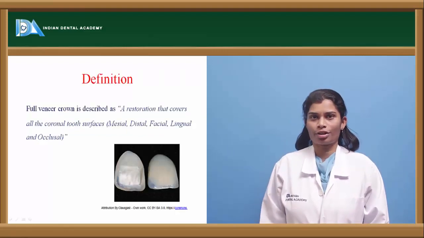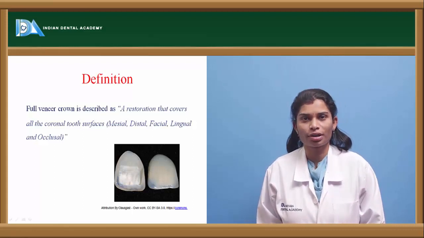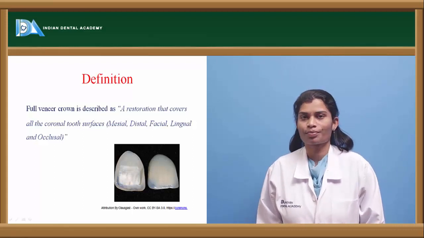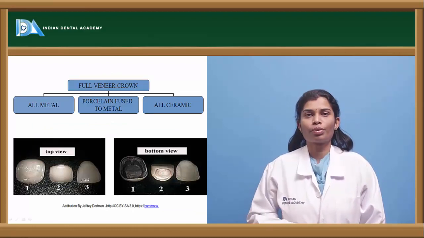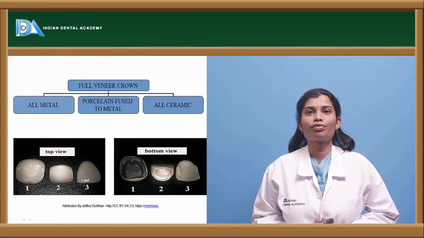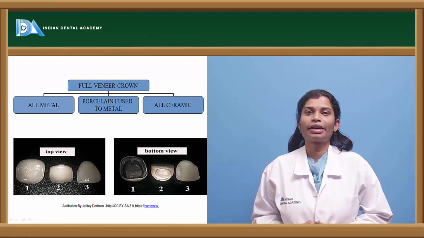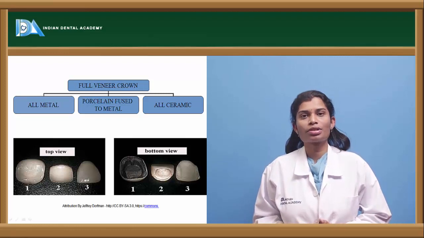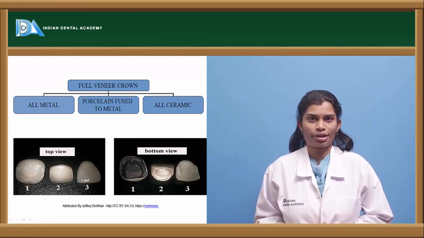So what are full veneer restorations? These are the restorations that cover all the coronal tooth structure, in the sense all the surfaces. Where are these indicated? Before we go with the indications, you have to see the types of full veneer crowns. This depends on the type of material you are giving. It can be either cast metal, porcelain-fused-to-metal, or an all ceramic type of full veneer restoration.